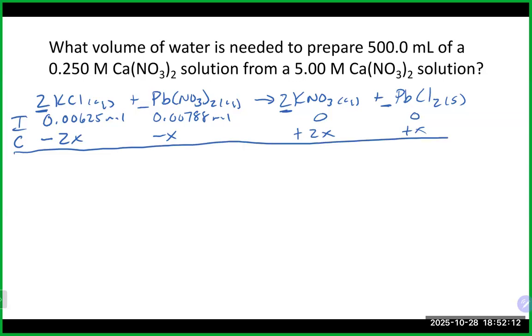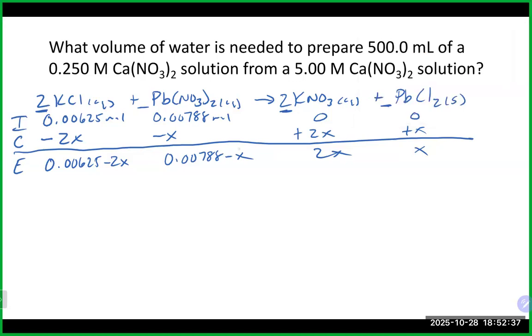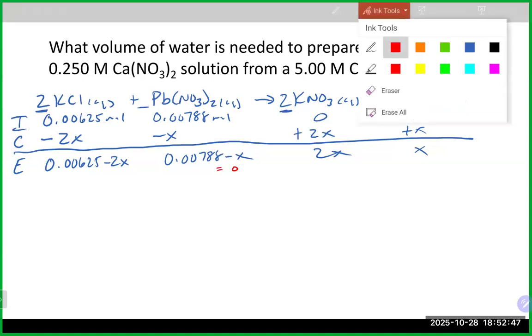That means as we come down here to the end, we have 0.00625 minus 2x, 0.00788 minus x, 2x, and x. Once again, any questions on the table there? Remember, we still just have to do a really simple calculation here to figure out our limiting reagent. So we're going to set each of these equal to 0, and we're going to solve for x.